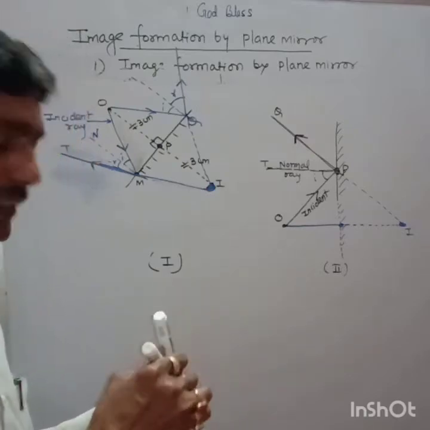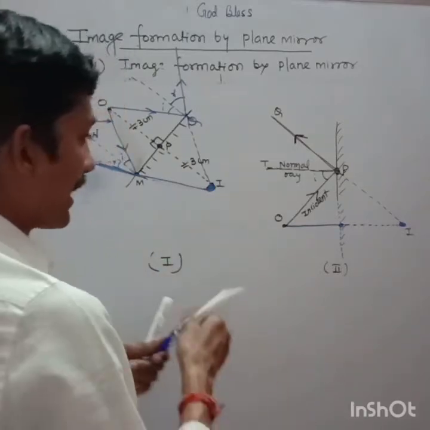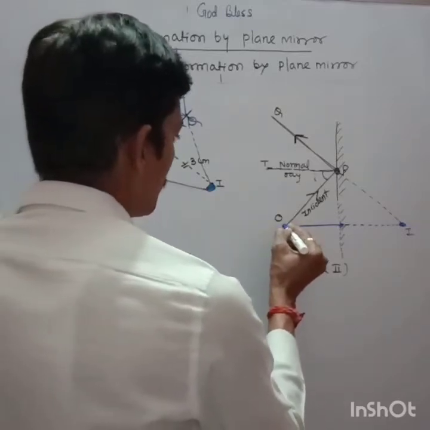Now, but you know that to form the image, you should have at least two rays, right? So I have taken only one ray, that is ray OP. Now say another ray, because I have to form the image. Say another incident ray is over here.